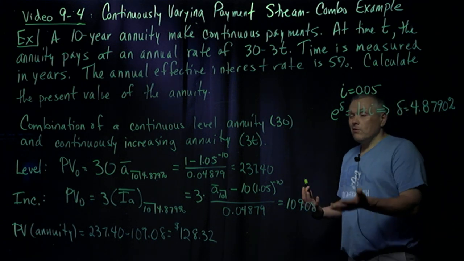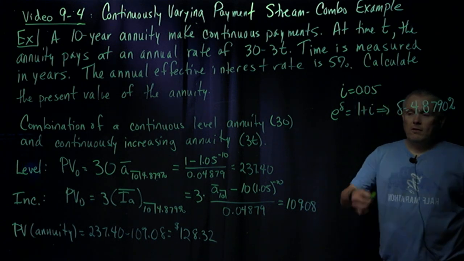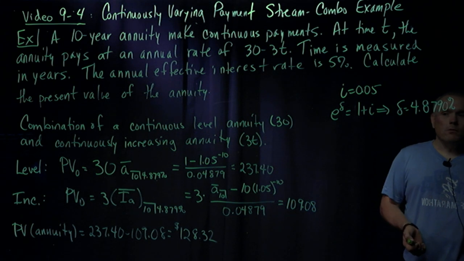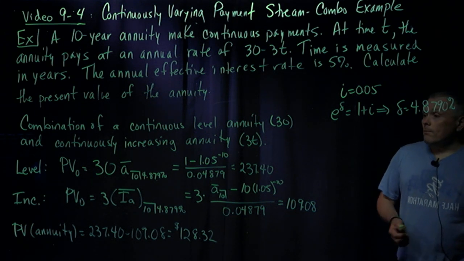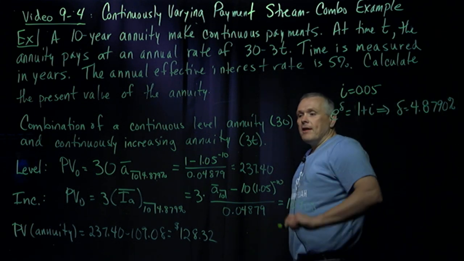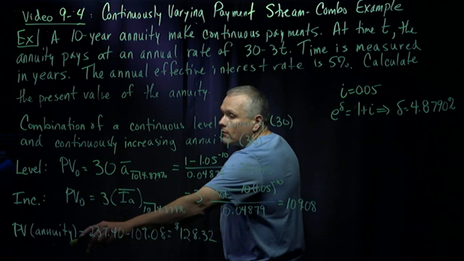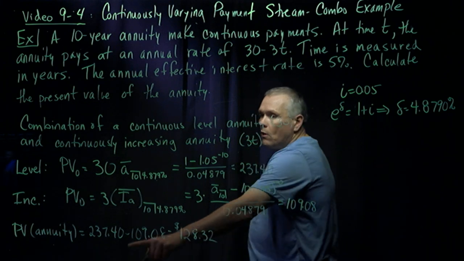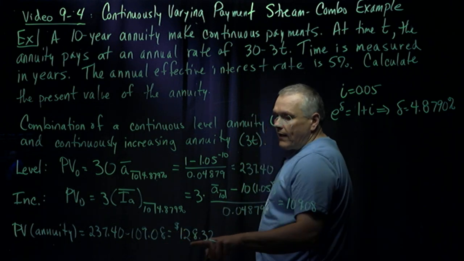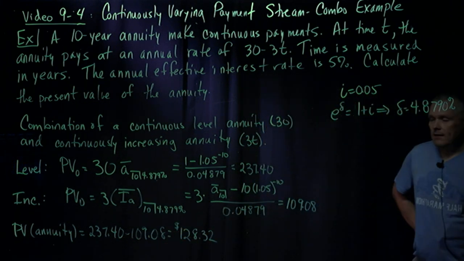And if you're an astute viewer of these videos, you'll notice that that's the exact same thing we got in the previous video, doing it with integrals. So anyway, now that we've got a combination of those two things, notice it was 30 minus the 3t. So to find the present value of the annuity, we will subtract the two values to get a present value of 128.32.